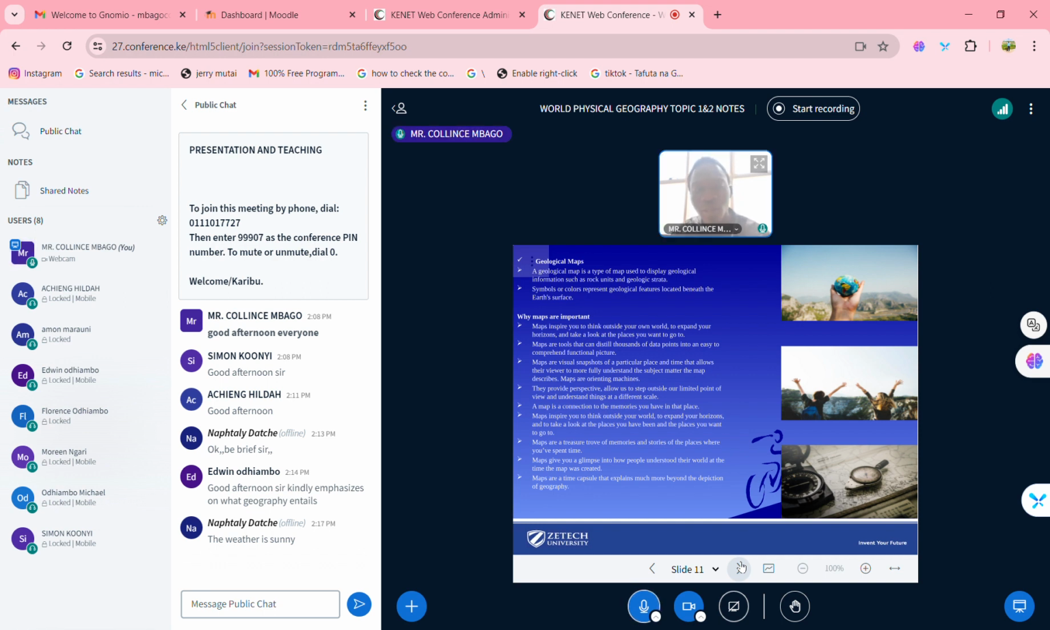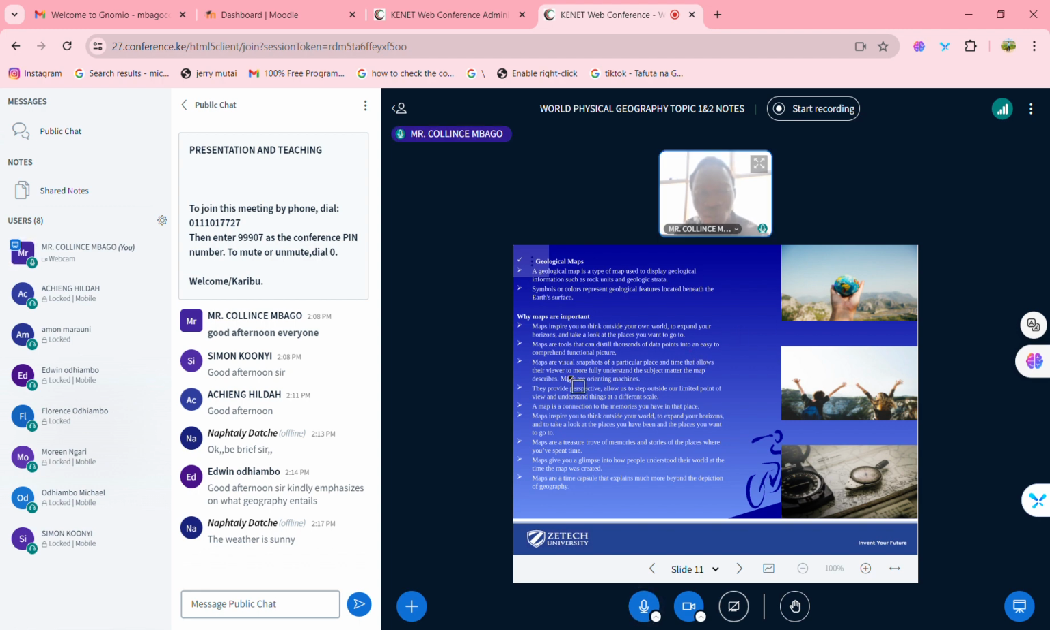First, maps inspire you to think outside your own world, to expand your horizons, and to take a look at the place you want to go to. As you can see from this first picture here, a map is something that can make you think broad.